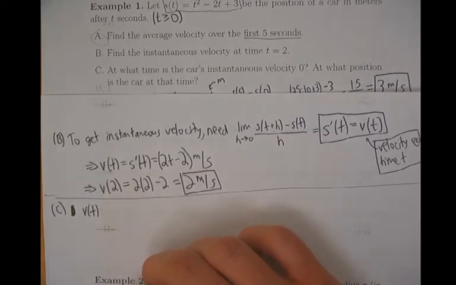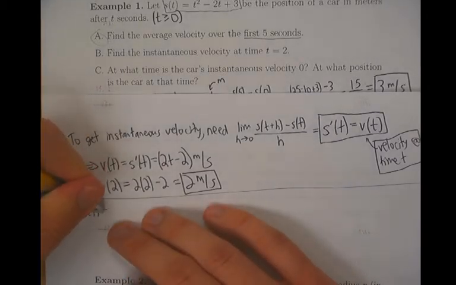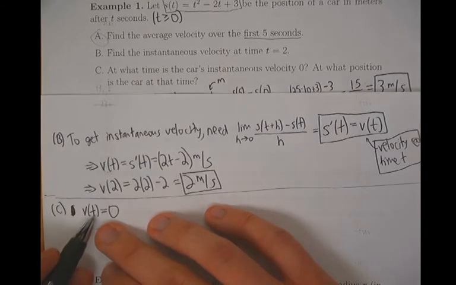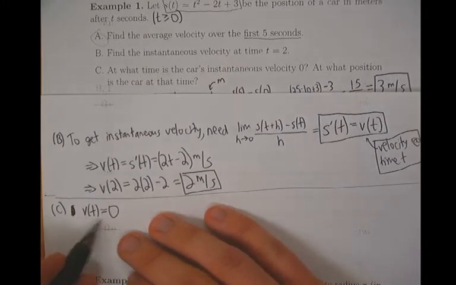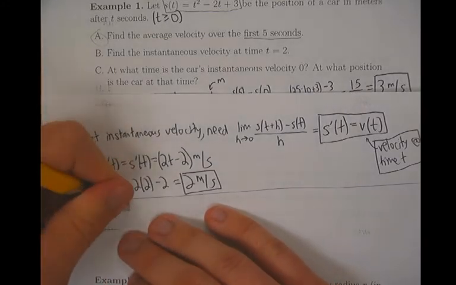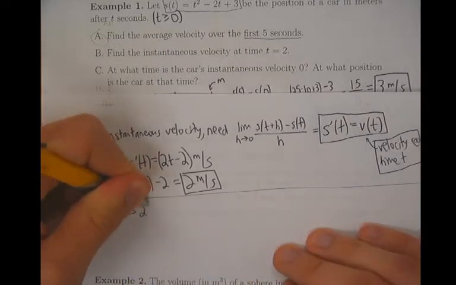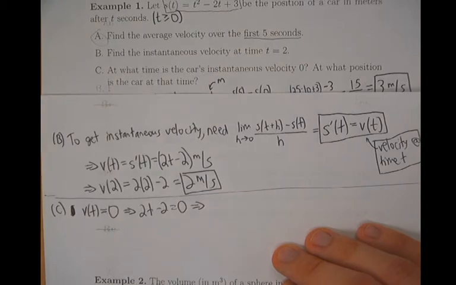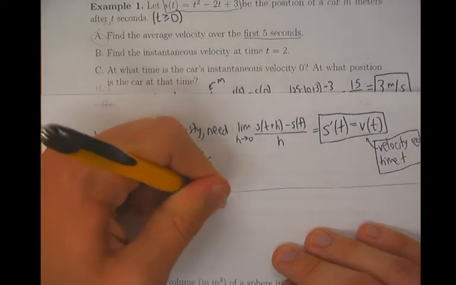Set it equal to 0 and then solve for t. Yep, just set it equal to 0, right? Because we're trying to figure out at what time t is the velocity equal to 0. So we have 2t minus 2 equals 0. So from that, you should pretty quickly get that t equals 1 second.